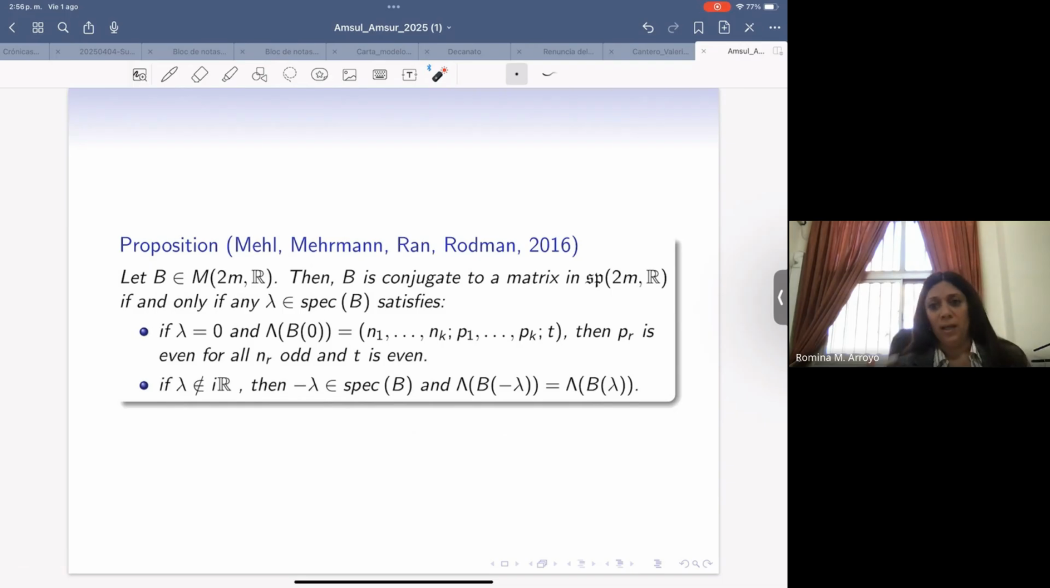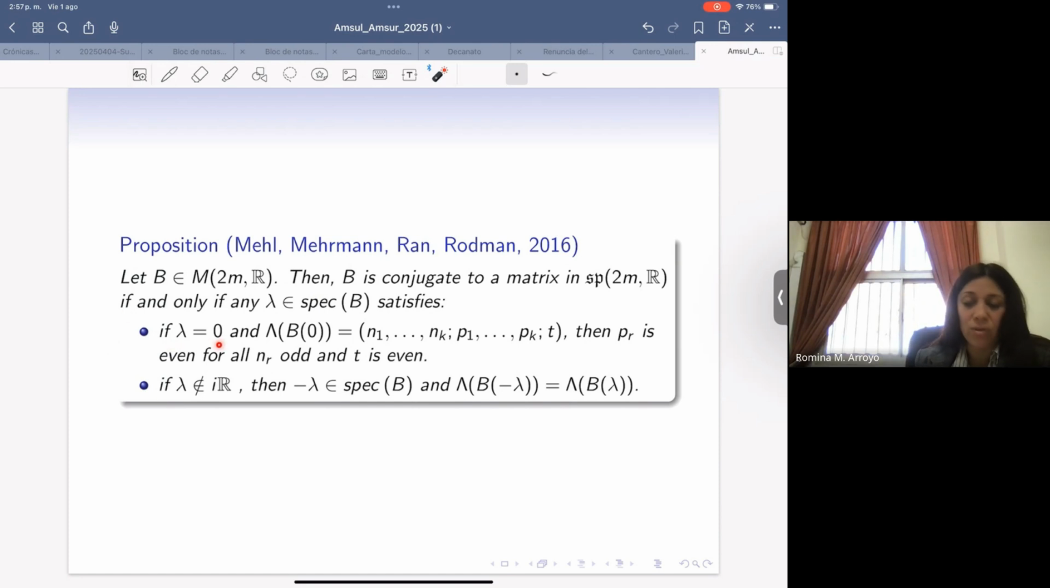But then, of course, when we want to study what happens in the general case, we need to study what happens with B lying in sp. And here the characterization of this B, written in the Jordan normal form, is more difficult to write. So any lambda in the eigenvalues of capital B has to satisfy these things.